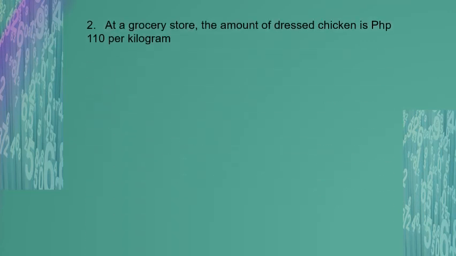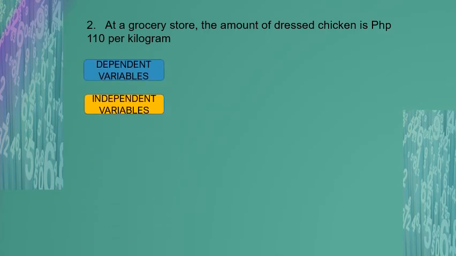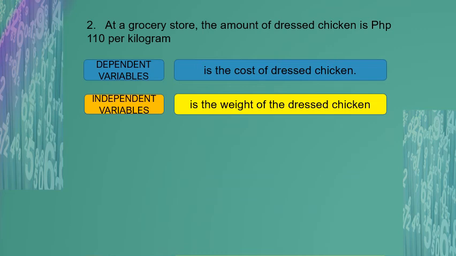Number 2, at the grocery store, the amount of fresh chicken is 110 per kilogram. So dependent variable and independent variable. The dependent variable first is the cost of dressed chicken, and the independent variable is the weight of the dressed chicken. Why? Because the cost of dressed chicken depends on the weight of dressed chicken.